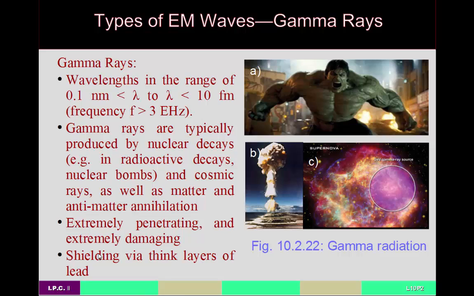You have to shield from it by using very thick layers of lead. They are very penetrating, very damaging. They actually can easily rip apart any atom. Any electron in an atom can absorb it and be instantly ripped off the shell that it's orbiting. In fact, the very high energy ones can sort of rip apart nuclei. So that is all of the different types of electromagnetic radiation that we have.